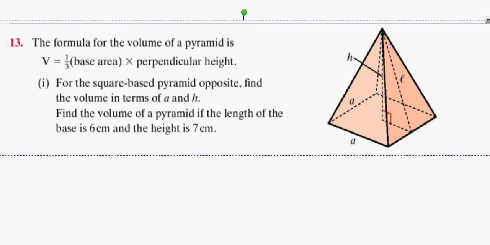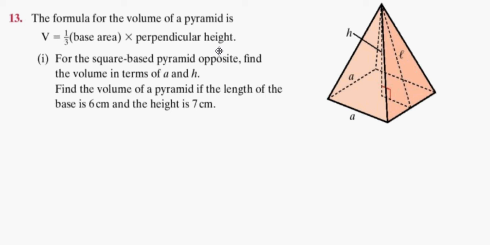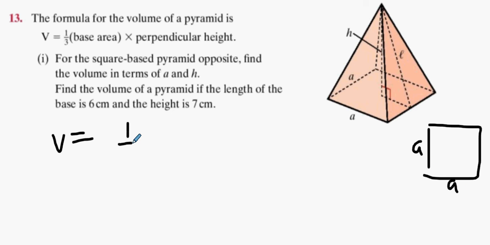Another pyramid. The formula for the volume of a pyramid is a third the base area multiplied by the perpendicular height. For the square base pyramid opposite, find the volume in terms of A and H. Can I use the formula? That's handy. What's the area of the base? A squared. So a third A squared. And what's the perpendicular height? H. Done.